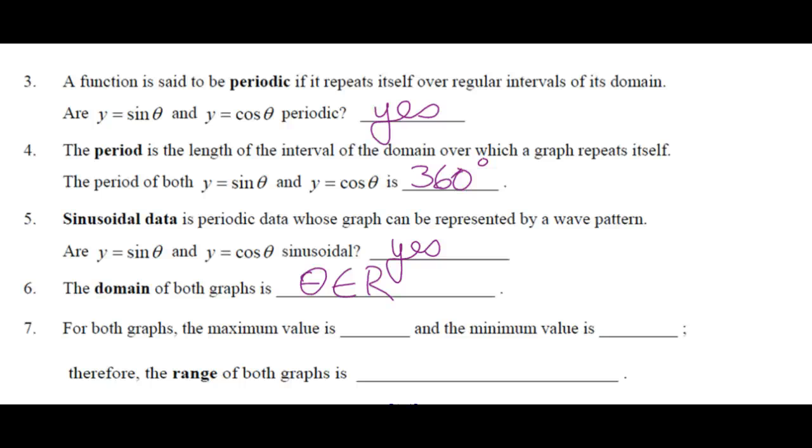For both graphs, what's the maximum? How high does it go? And what's the minimum? Therefore, the range of both graphs is? Okay, so the y value lies between -1 and 1. Again, very important characteristics.